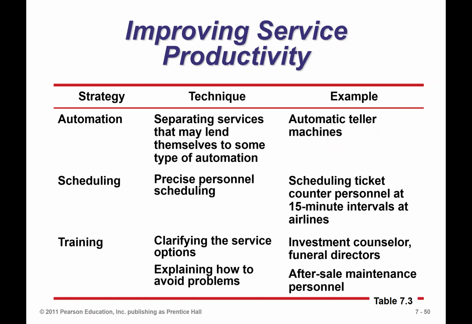Automation, separating service may lend themselves to some type of automation. An example of that is automatic teller machines that we've seen now. And you're wondering what we'd do without them now, eh? Scheduling, precise personnel scheduling. An example, scheduling ticket counter personnel at 15-minute intervals. So you'll see some places where you have to pull a ticket to get your service, right? And they'll call your number at that time. So that's one of these examples.